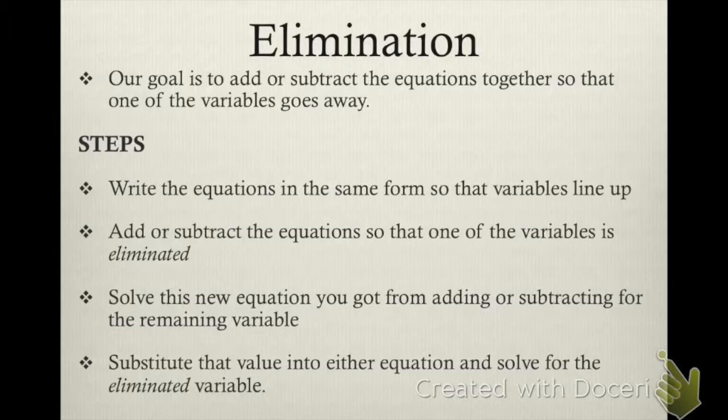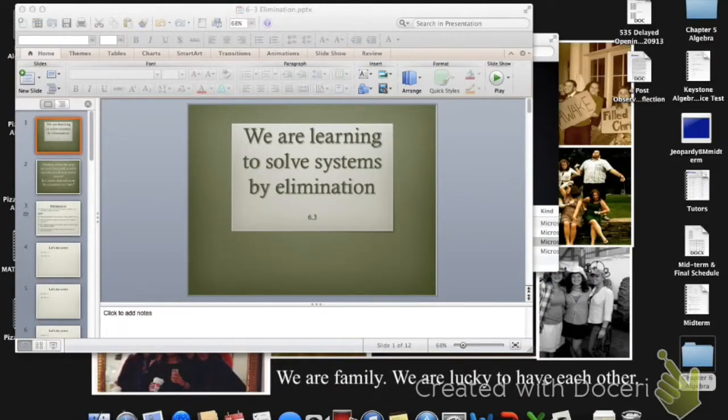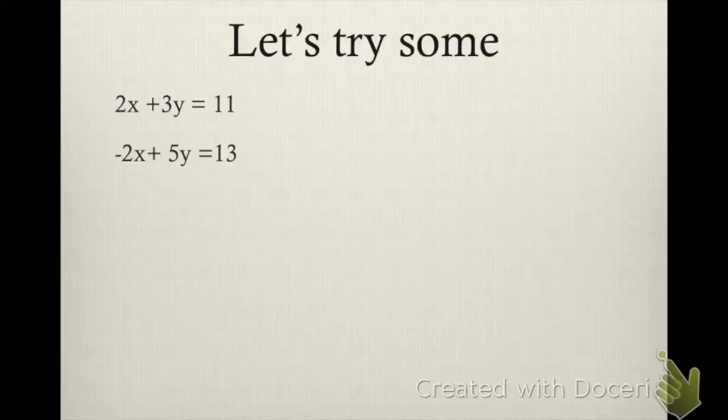We have 2x plus 3y equals 11. And we have negative 2x plus 5y equals 13. Sorry about that, guys. I needed to make that go away. And so let's go ahead and solve this by eliminating.